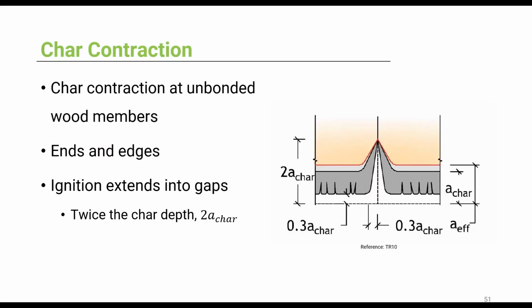As wood chars, it contracts. So in reality, the thickness of the char layer is less than the depth of the wood that has charred. Char contraction at unbonded wood members, ends, and edges is especially important. So right here, if we have two members that are unbonded, it's super important because it results in the ignition of the wood surface in the gaps. So the ignition extends into these gaps at twice the char depth. We'll later see in the example how that actually affects the fire design of your members.